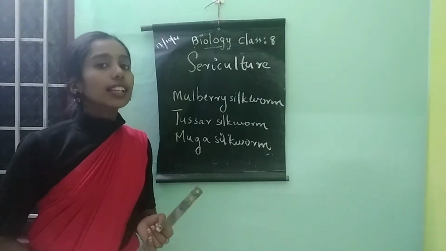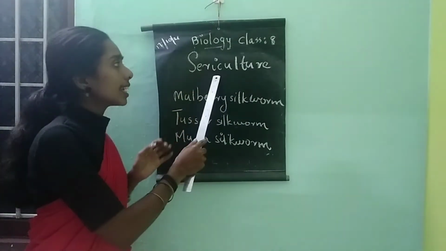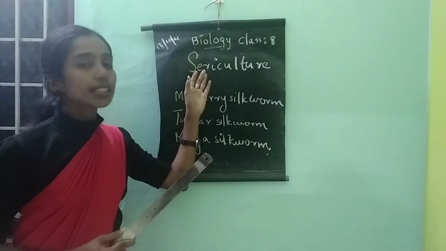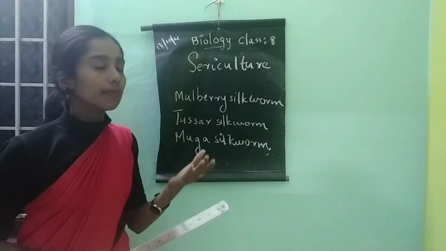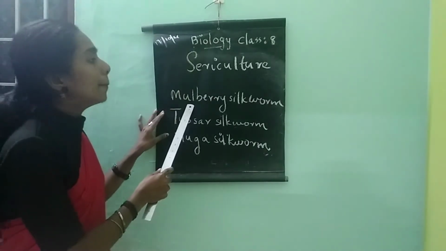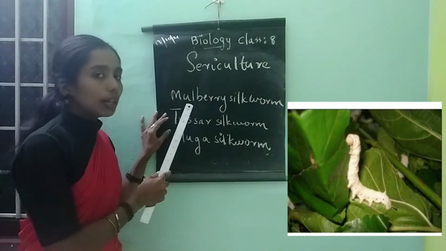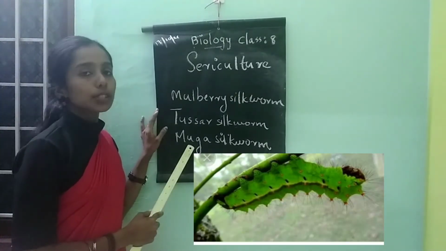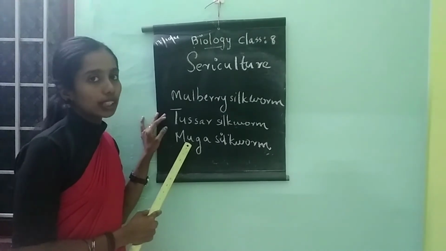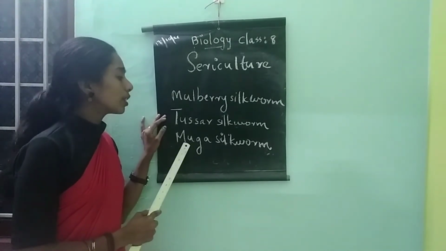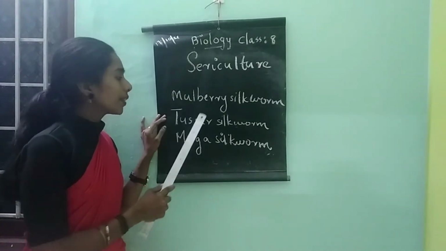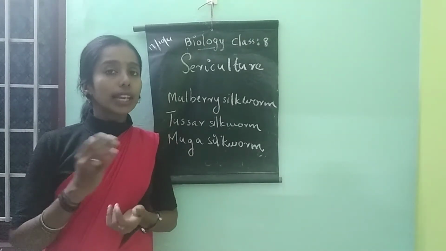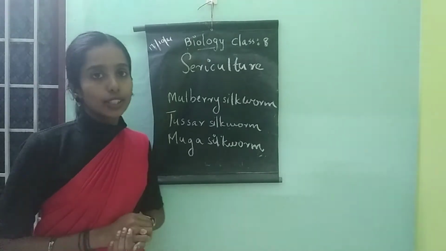Okay children, the next type is sericulture. Sericulture means rearing of silkworm for the production of silk. The main varieties of silkworm used are the mulberry silkworm, tussar silkworm and muga silkworm. At least in advertisements you may have heard about muga silk, the Assamese muga silk, which is produced from the muga silkworm. The teacher will show you a video to make sericulture clearer. Have a look at the video.